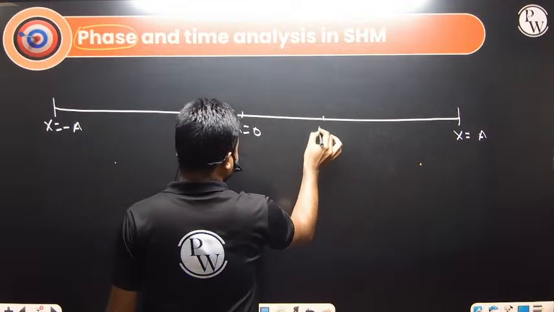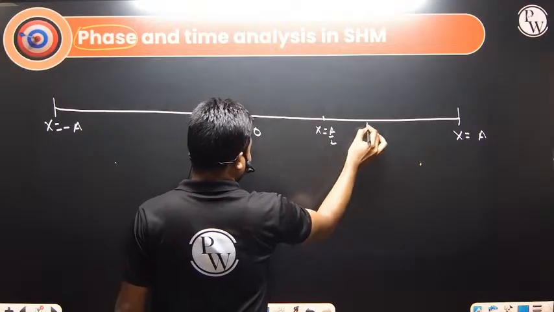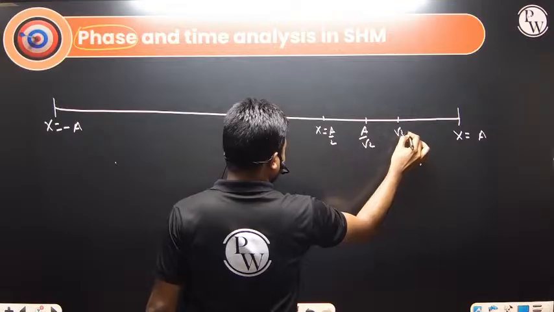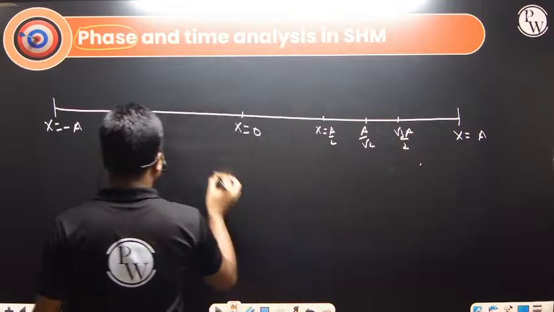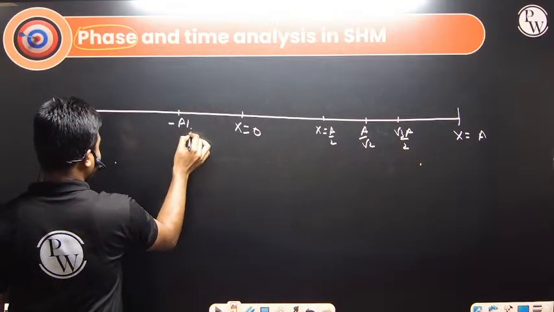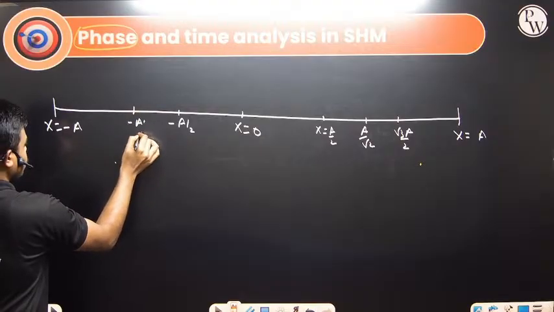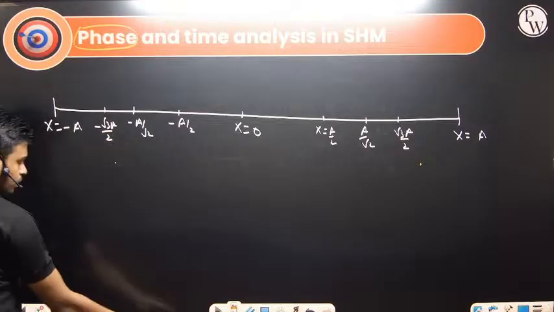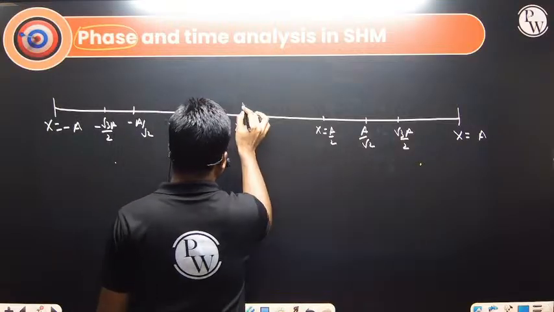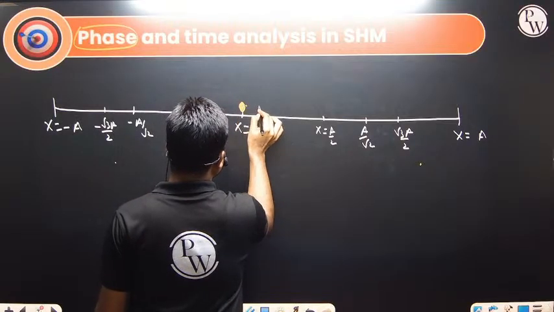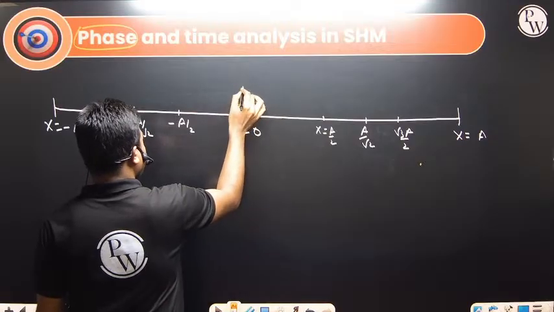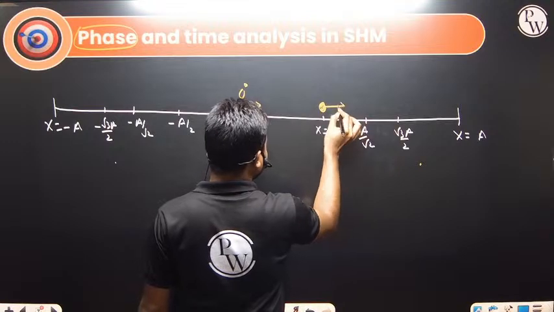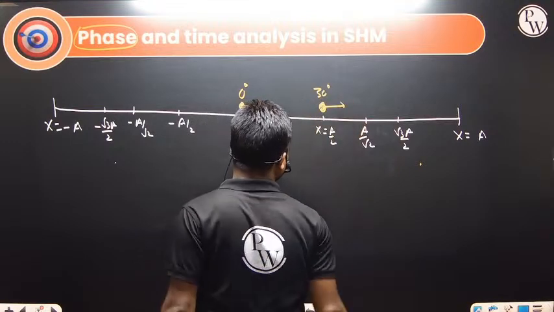For example, let's say this is x equals a by 2, and here we have a by root 2, and here we have root 3a by 2. On the negative side, this is minus a by 2, minus a by root 2, and minus root 3a by 2. So let's say our particle started from this particular point at t equals 0, moving towards this side. At this particular point, the angle will be 0. The particle has reached over here, moving towards this side. At this point, it will be 30 degrees.